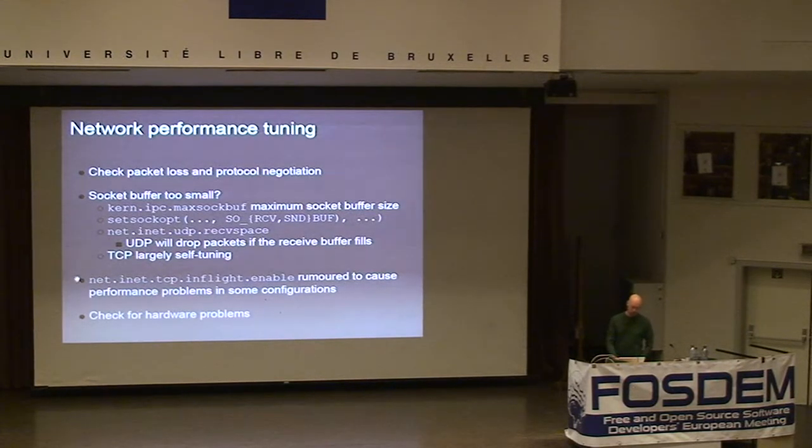One possible exception is an issue that has been implicated on occasion in performance issues. I don't know if this is still the case. It's possible this has been fixed, but there's a setting, the TCP in-flight sysctl, which is enabled by default. This tries to do some bandwidth estimation for traffic on a LAN. It's been rumored to cause problems, so you could try tweaking this, turn it off, and see if it helps. It may not. It's likely that it won't help, but if you do find this is a problem, I'd actually like to hear about it, because there has been a question mark over this for some time.